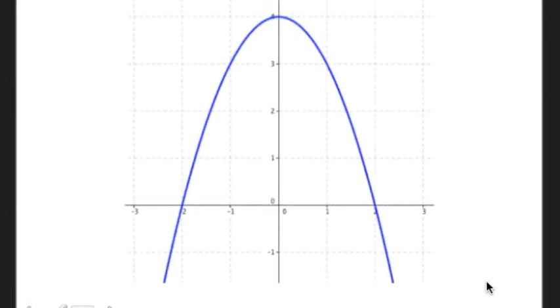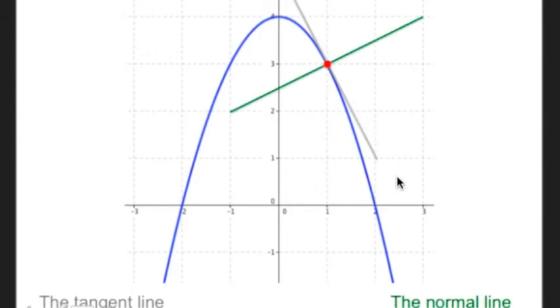So looking at this function, there's the curve 4 minus x squared. And here's the point, x equals 1. And here's the tangent line. That tangent line had a slope of -2. And then lastly, the question they're asking, here's that normal line.